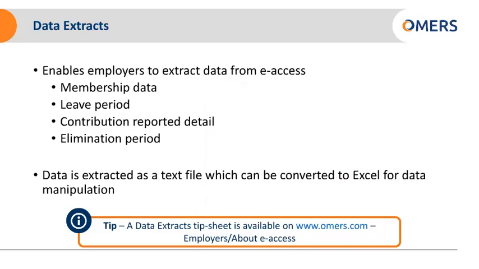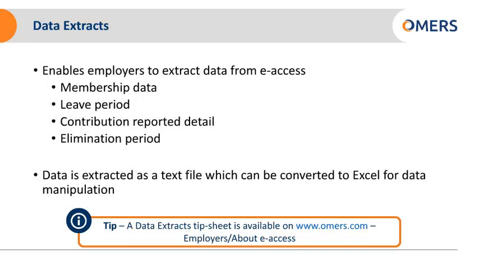A great tool for you to utilize during the eForm 119 reporting season is data extracts. These data extracts allow you to download membership information directly from eAccess. You will find this useful in many ways, including cross-referencing OMERS data against your payroll and HR records. It is especially useful when preparing your members' T4s, income tax slips.